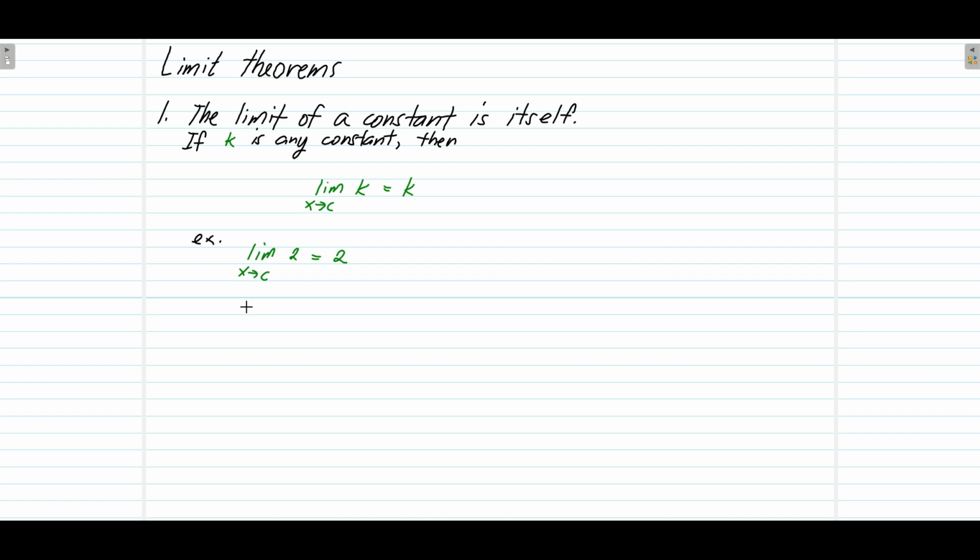Ganun lang kadali. Another example, limit of 5 as x approaches c is equal to the constant, which is 5. Limit of negative 101 as x approaches c is also negative 101. Always remember, the limit of a constant is also the constant itself.